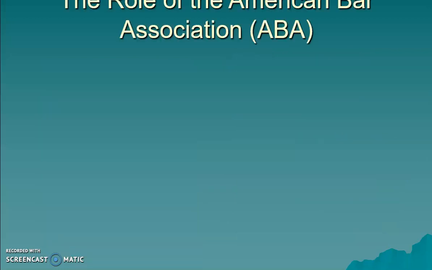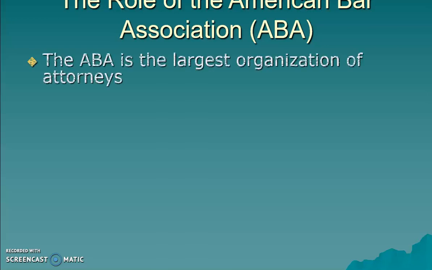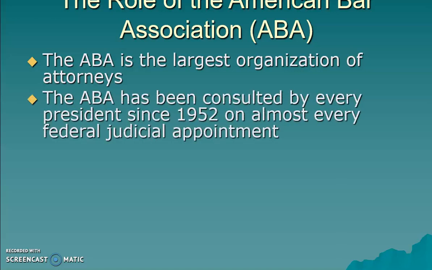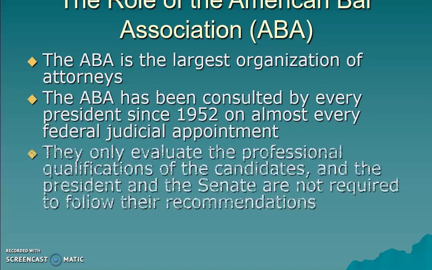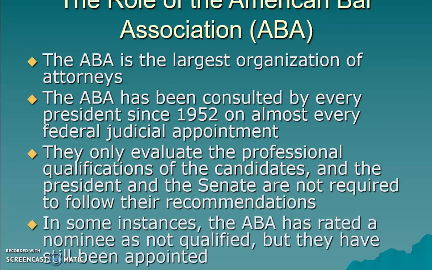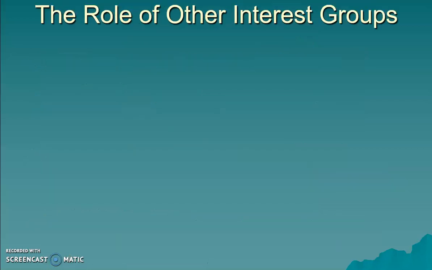The role of the American Bar Association. The ABA is the largest organization of attorneys. It has been consulted by every president since 1952 on almost every federal judicial appointment. They only evaluate the professional qualifications of the candidate, and the President and the Senate are not required to follow their recommendations. In some instances, the ABA has rated a nominee as not qualified, but they have still been appointed.